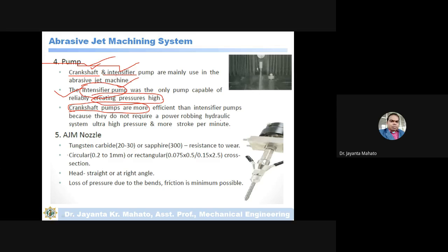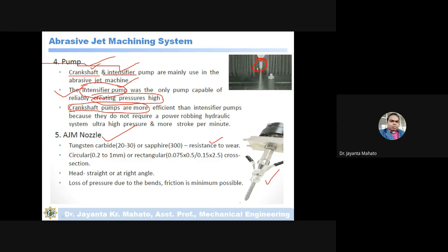Okay. Then another part is the nozzle. So this is the nozzle. Just see, this is a nozzle. So from this nozzle, the abrasive particles will impinge on the workpiece. Okay. So this nozzle is required to direct the abrasive particles at a high velocity on the workpiece. Okay, so this is an abrasive nozzle. This abrasive nozzle is made of tungsten carbide or sapphire. So these have very high wear resistance.